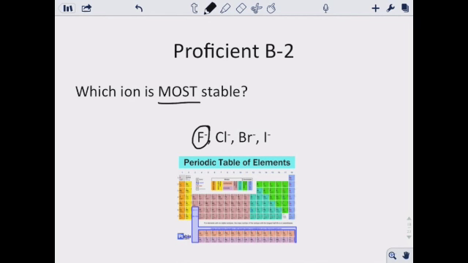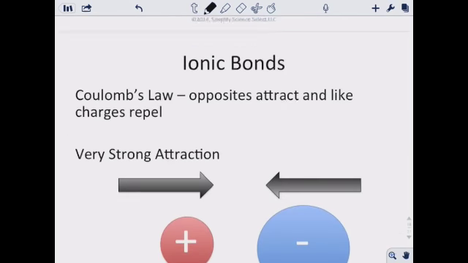So usually when we're talking about distance from the nucleus, we know that fluorine is going to be the smallest. And since it's the smallest and it has 8 valence electrons, it's going to be the most stable because it's the one that looks the most like a noble gas.